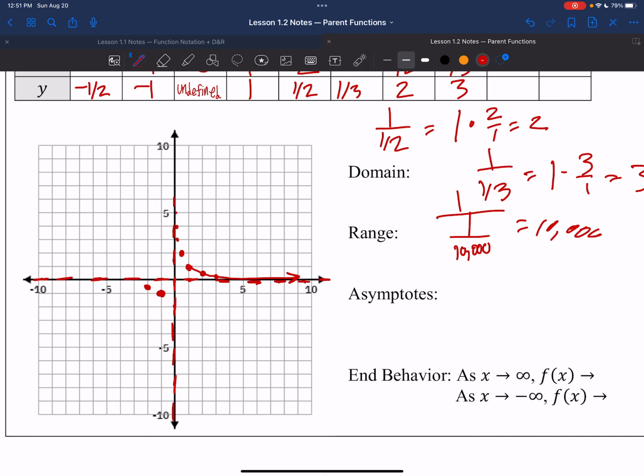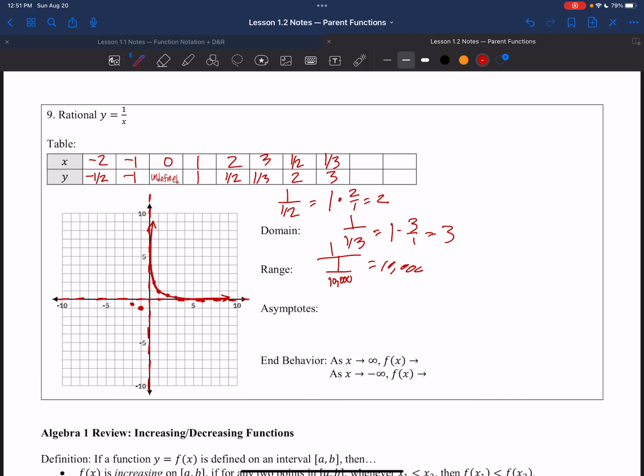Whoa. So a rational function has 2 asymptotes, and then it kind of approaches this way. And that's my graph, like so. Now, you can replicate this on the left side as well using negative fractions, okay?